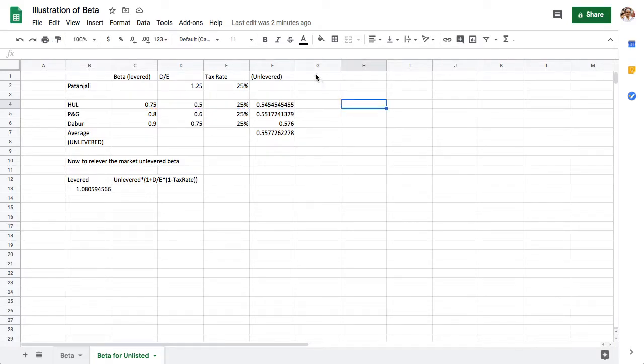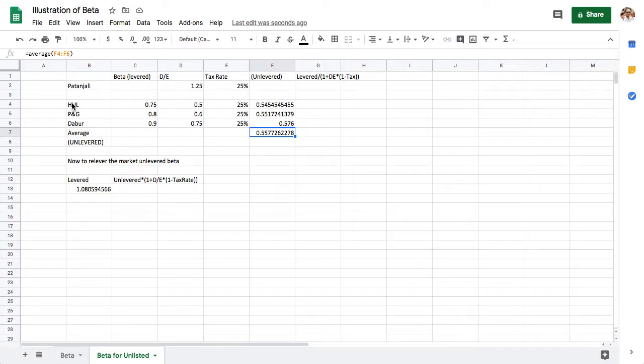Alright, I'll just write it here. I should put equal to. So this is the formula to convert a levered beta into an unlevered beta. That's what I've done for all these three, and then I've taken an average. Now you can assume this average unlevered beta as the unlevered beta of the industry.